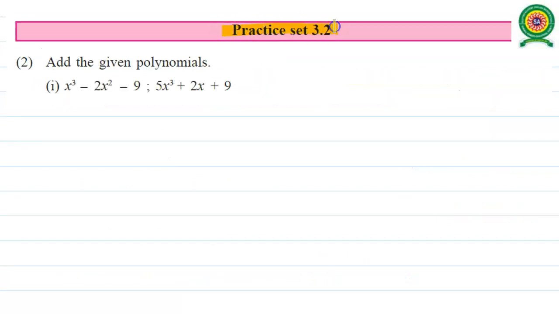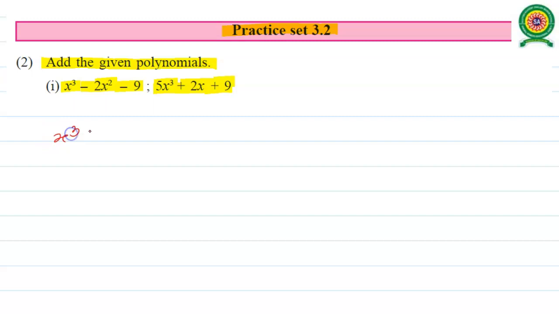Look at question number 2 from practice set 3.2. Add the given polynomials. We have two polynomials. One is x cube minus 2x square minus 9, and next to it we have 5x cube plus 2x plus 9. There are two ways to add the given polynomials: one is the linear way, the other is the vertical way.